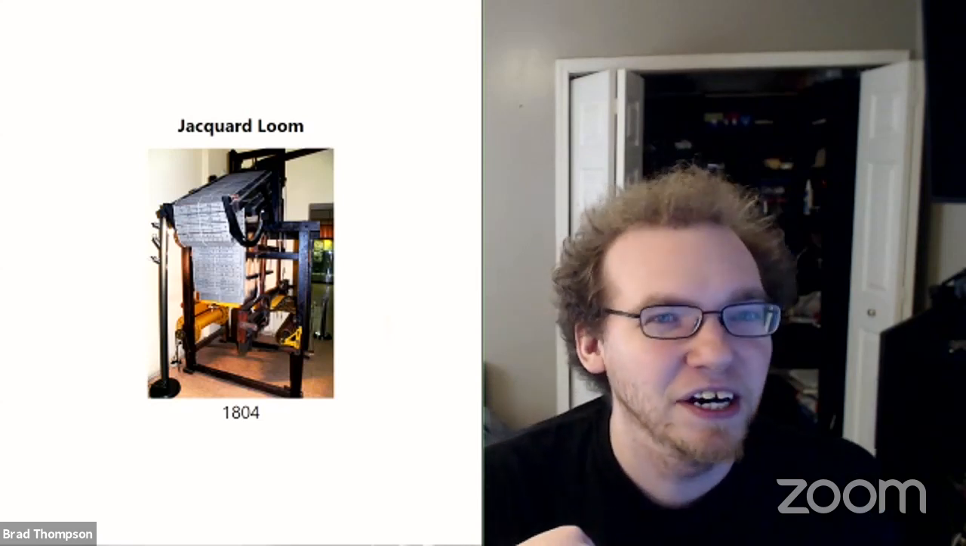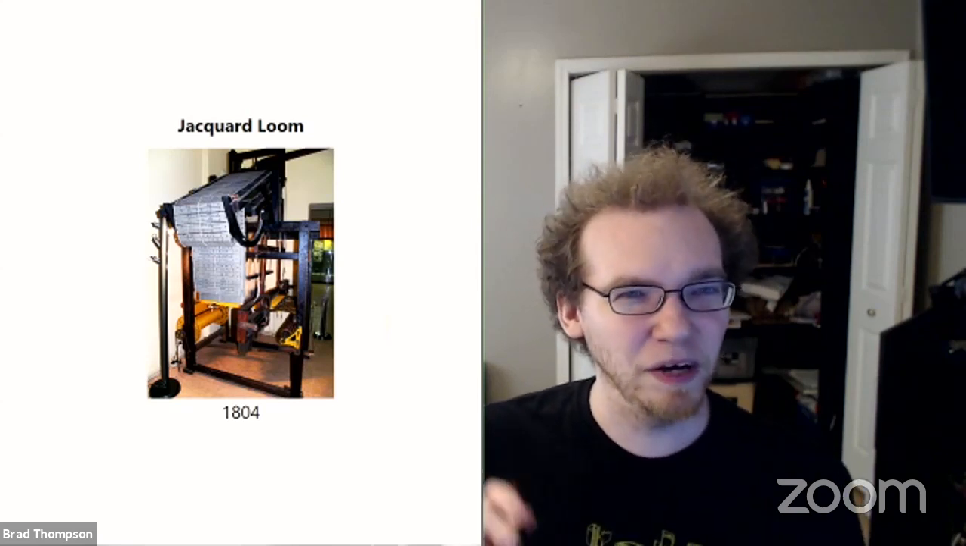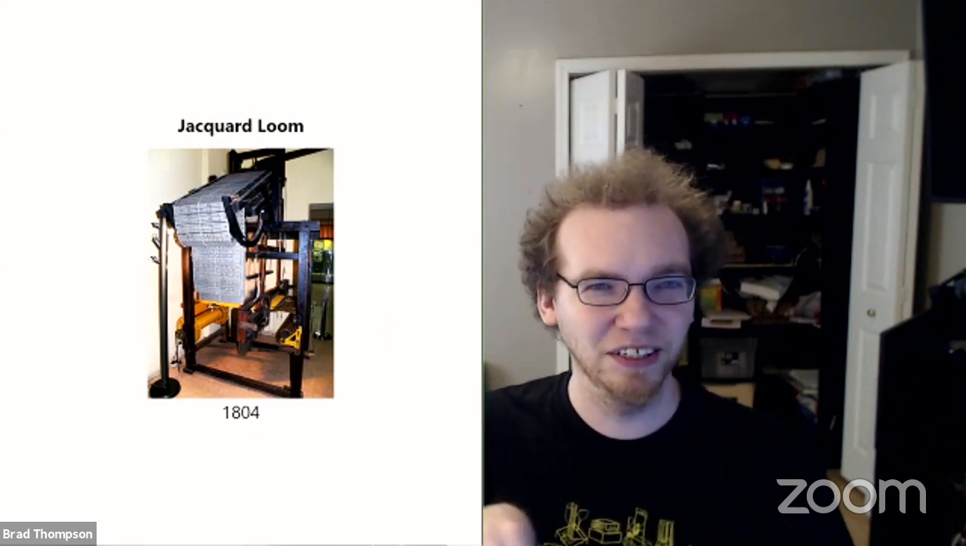1804 brought the Jacquard loom. Pretty cool piece of machinery. Basically lets you weave really complicated patterns into cloth, not by hand, but by punching holes in little paper cards that got fed into the machine, this big continuous roller thing, and the machine would figure out where the holes were in the cards and weave that pattern into the cloth. So it let you make very beautiful, big, complicated tapestry things without having to do a whole lot of work.